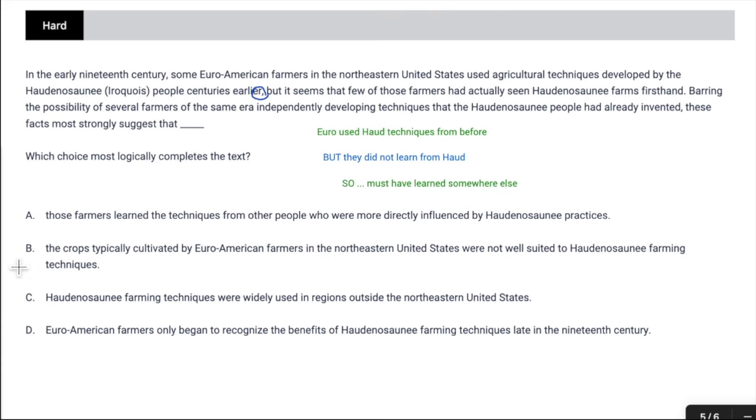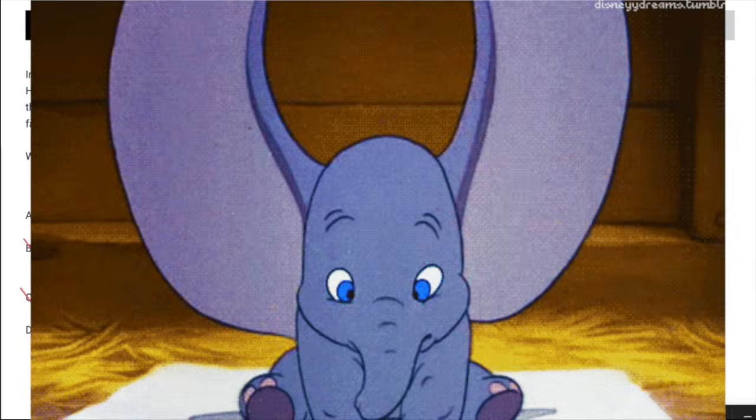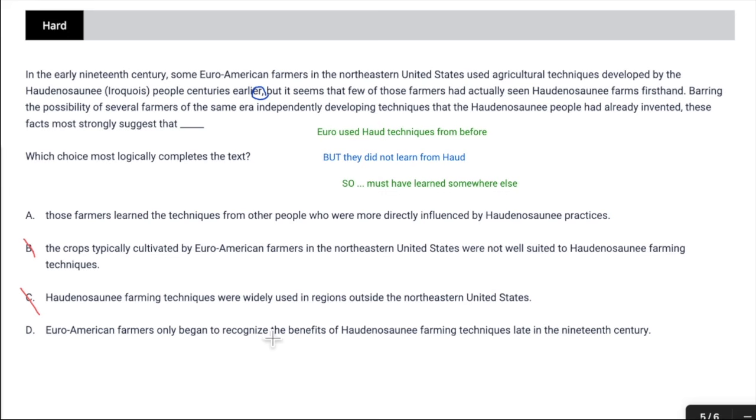Choice B doesn't say anything about learning it elsewhere. It's quite out of scope, to be honest. Choice C says that they were widely used outside of northeastern United States. That doesn't make any sense at all. And it does not connect to my prediction of they must have learned it somewhere else. D says they only started to realize the benefits in the 19th century. Again, has nothing to do with my prediction. So boom, like that, pretty easily choice A.